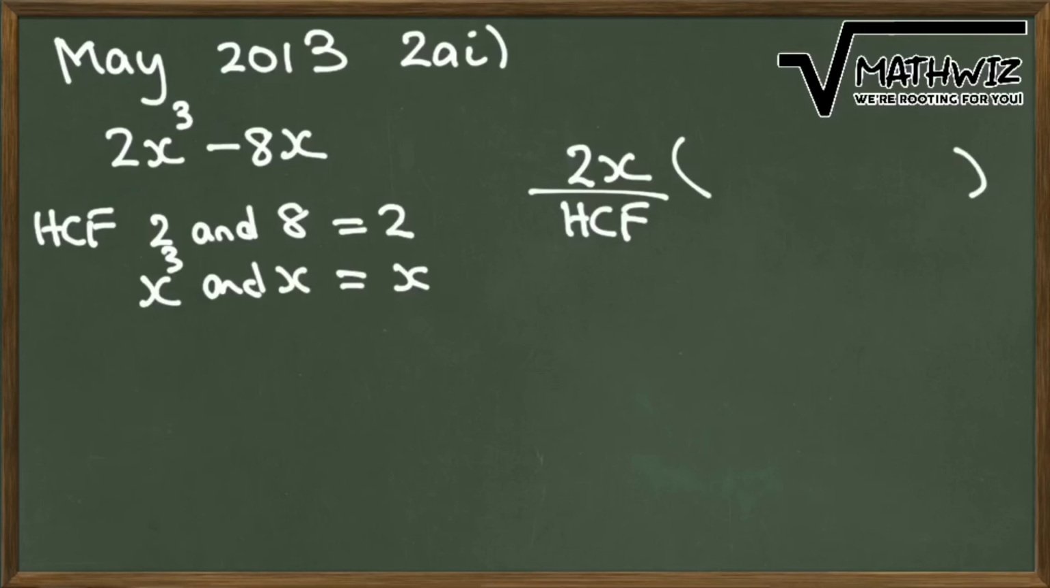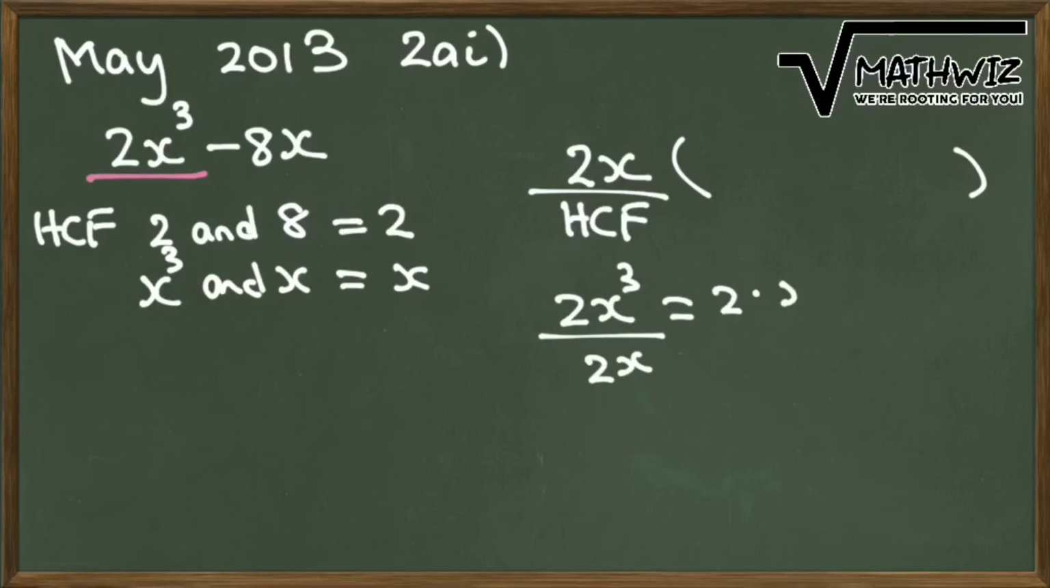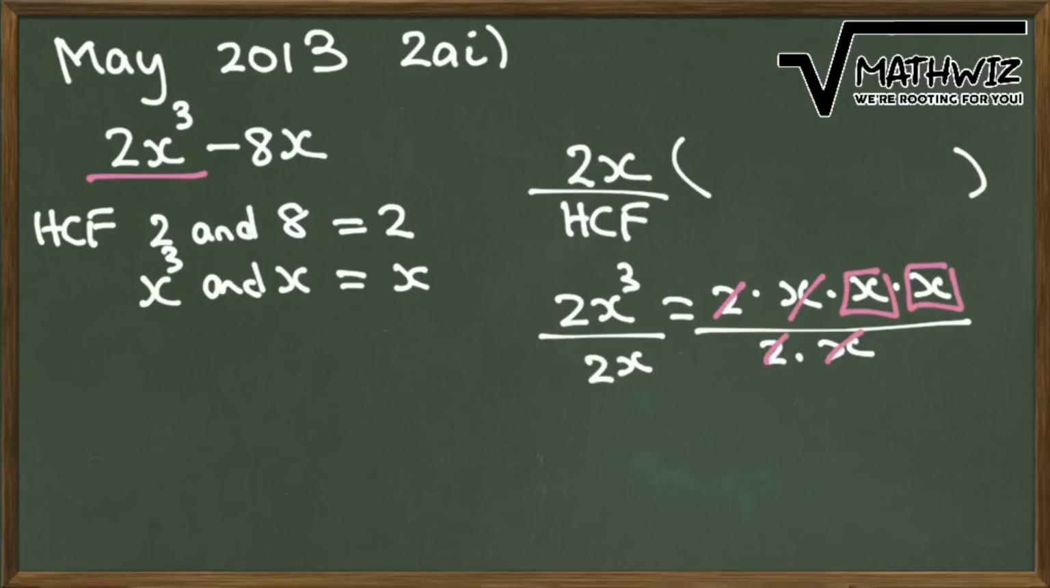Then we're going to take the first one, which is a 2x cubed, and put it over 2x. So this is going to be 2 times x times x times x over 2 times x. So the 2's cancel, the x's cancel, and what is left over is x times x, which is x squared. The minus stays.